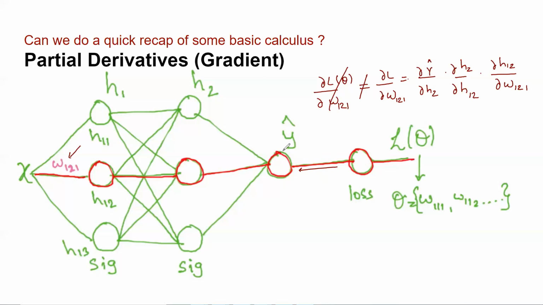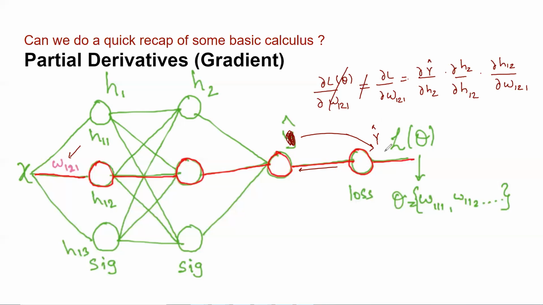But are there outside two neurons, like after y cap there is one more neuron? Y cap looks like the final output, right? Why do you have one more neuron? This is not y cap. After here I'll get y cap. But you wrote y cap there, right? Okay.